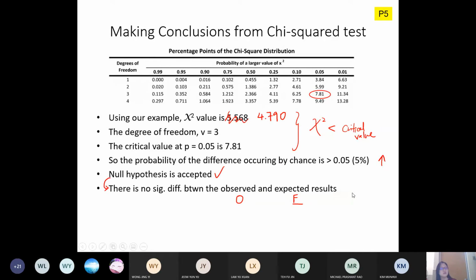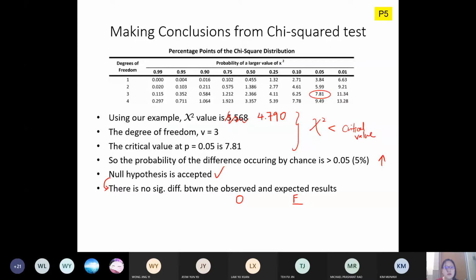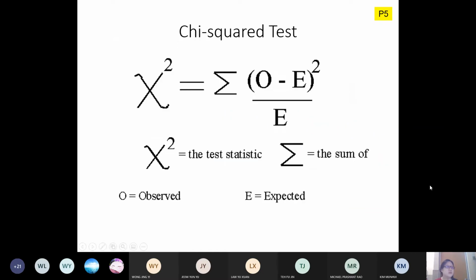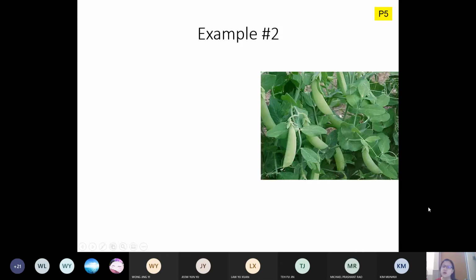Do you guys need time to process? Or we can do another question. Any questions so far? Is it confusing? I hope it's not. Only the value here is wrong, but other than that, it's alright, right? Questions? Okay, no questions. Maybe one more example that you can do.